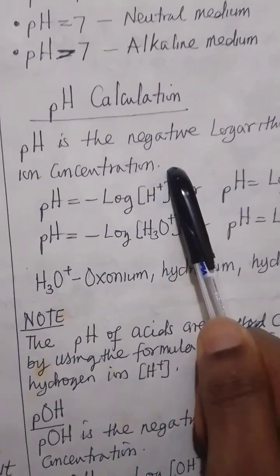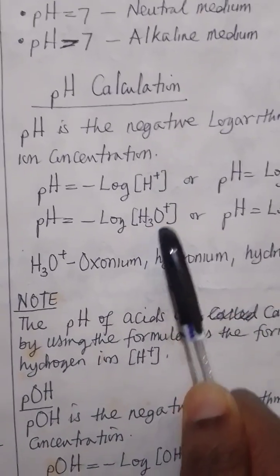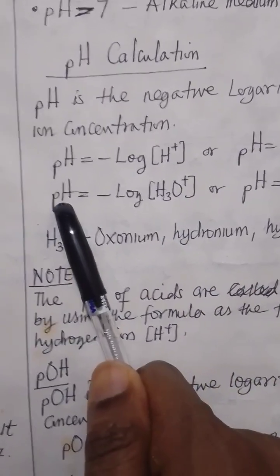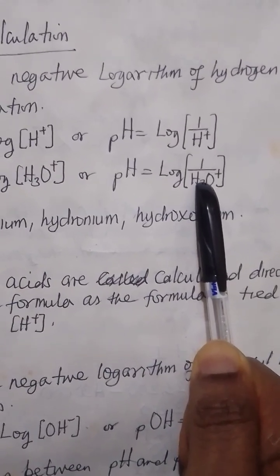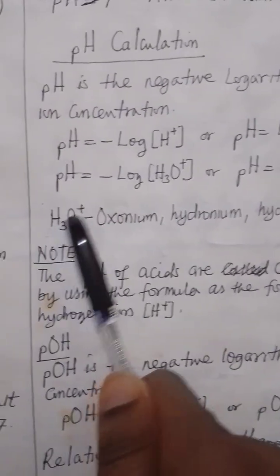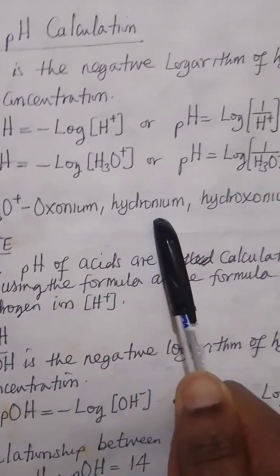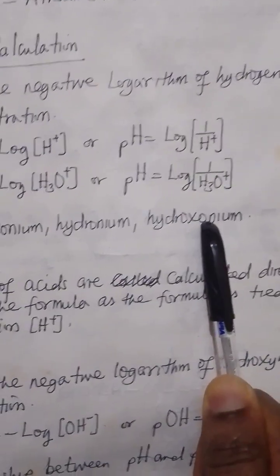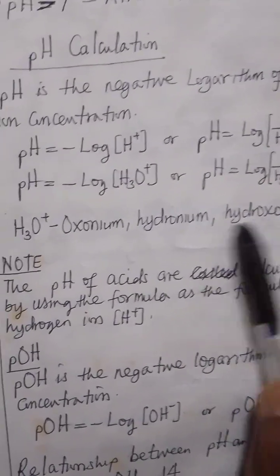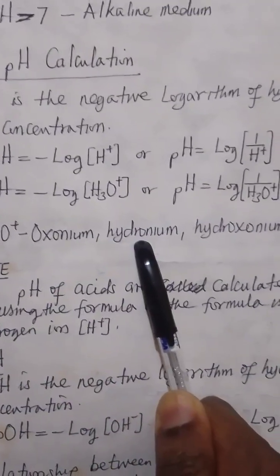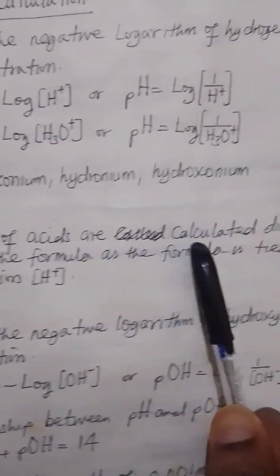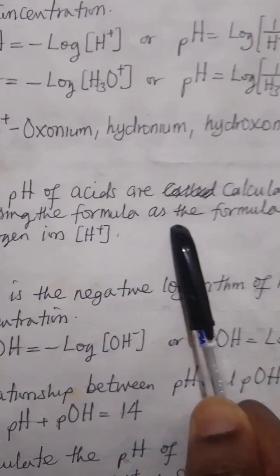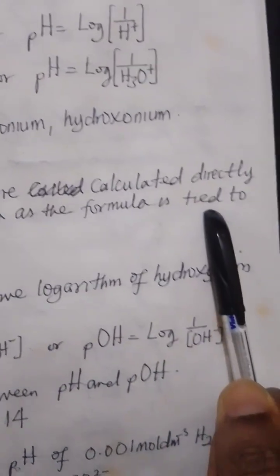We can also represent the H plus with H3O plus. And then when we write that this way, we can also interpret it this way too. So please take note of the various methods of writing the formula. H3O plus is called oxonium, hydronium, or hydroxonium ion. So any of the names can go.